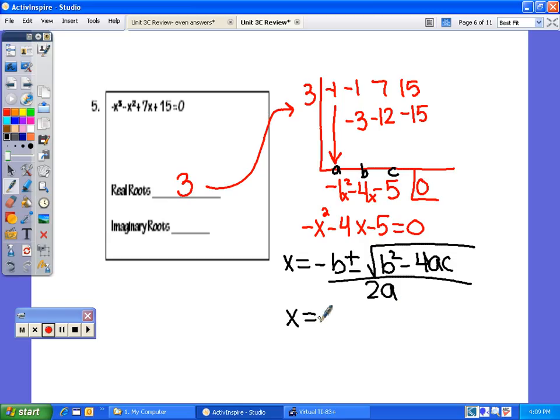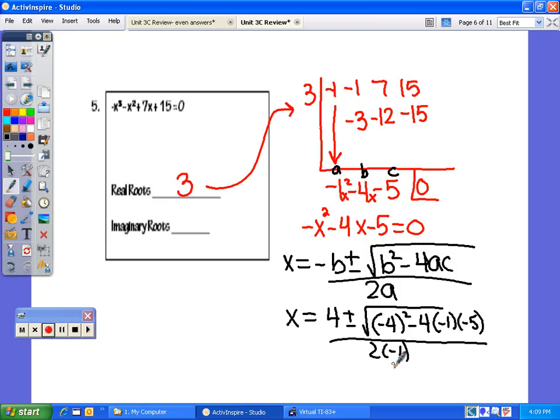So there's your quadratic formula. So X equals negative B, which is 4, plus or minus square root B squared minus 4AC. That's negative 1 and negative 5 all over 2 times negative 1. Okay, so we're going to continue here. So in your calculator, make sure you put that negative 4 in parentheses, because if you don't, you're going to get a different answer.